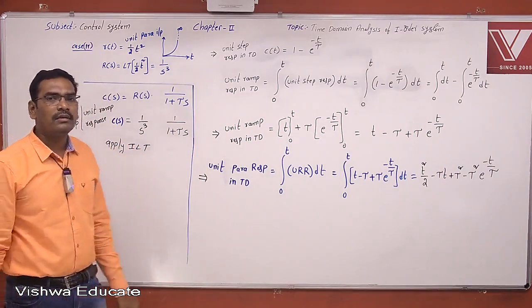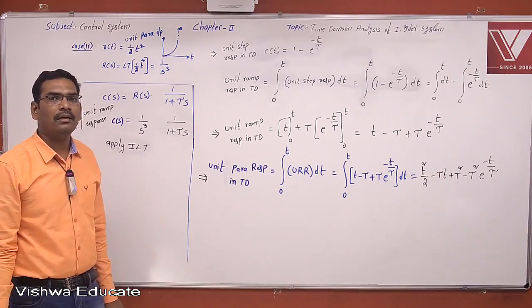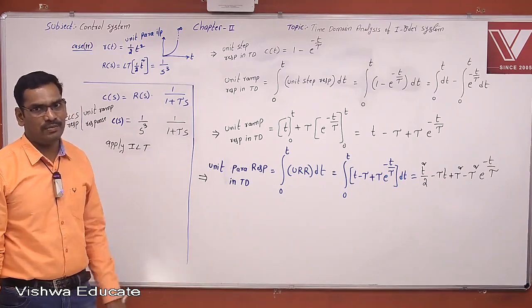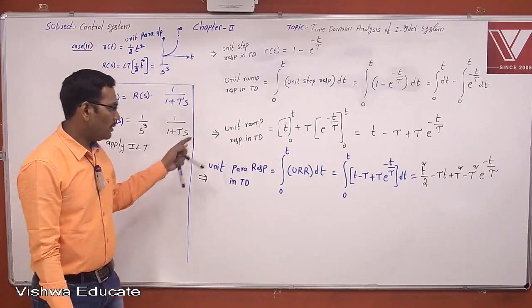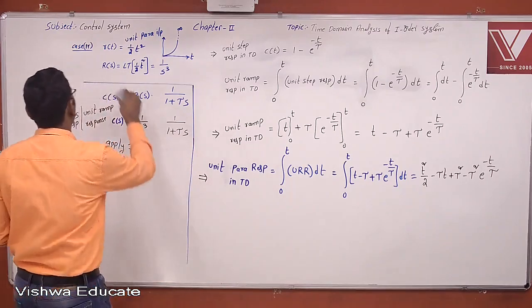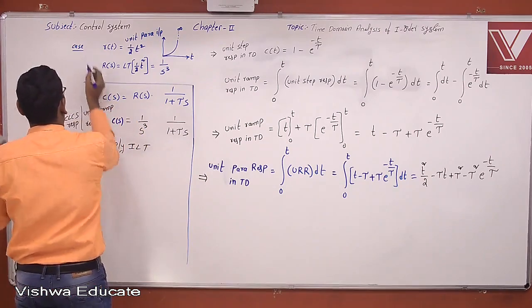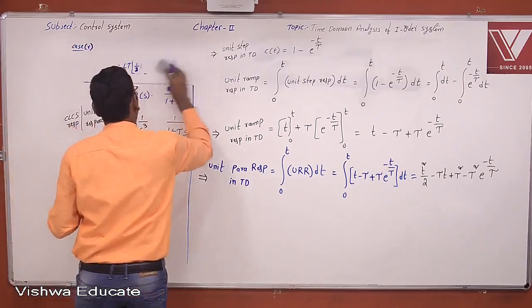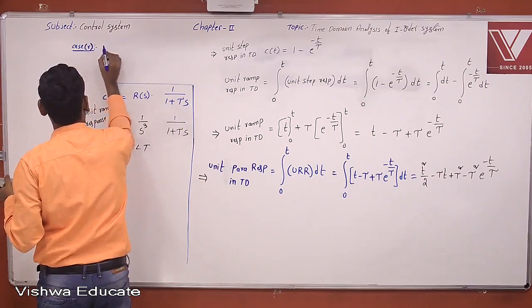Now, students, we have just seen the unit impulse response, unit step response, unit parabolic response, and unit ramp response, for the same first order system. In continuation of that, we saw ramp input, parabolic input, step input, and impulse input. Now we'll see case 5, the sinusoidal input.